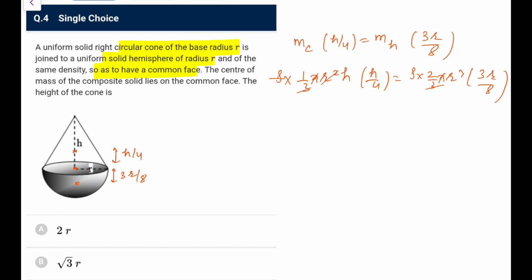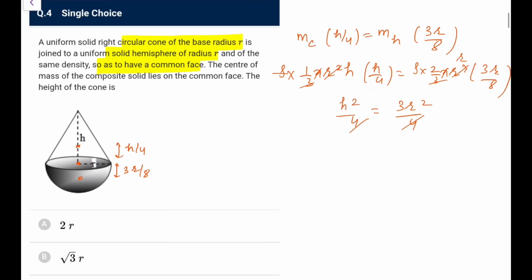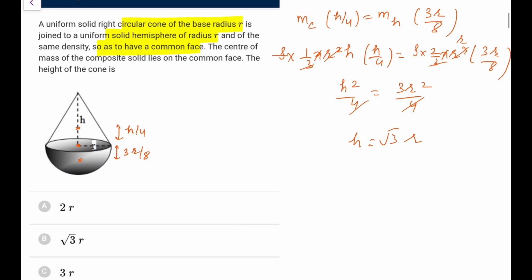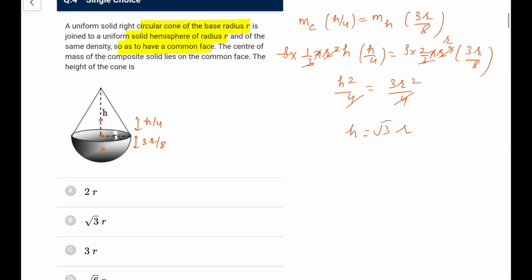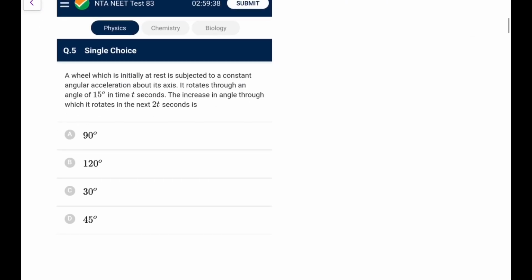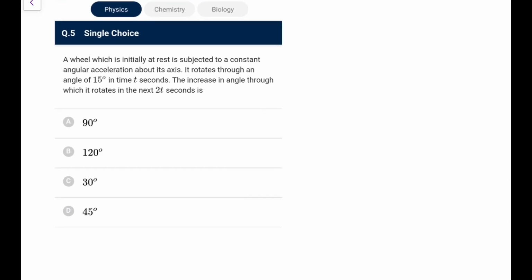This r square will go, this will remain r. So what you are left with, and rho goes. So this is h square by 4. And here what you are left with, that would be 3r square by 4. I can make it out. So this goes, so the value of h directly comes out as root 3r. So just you need to remember the CM of the two and just do this. So it's a nice question. It is going to be tough, I feel, for most of the students.